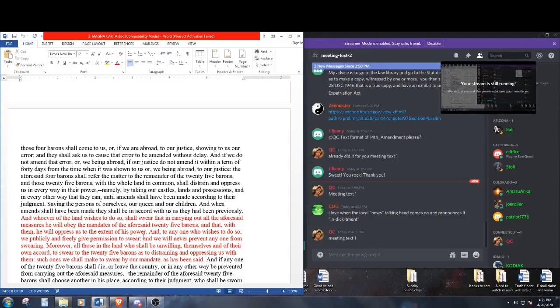And whoever of the land wishes to do so shall swear that in carrying out all the aforesaid measures, he will obey the mandates of the aforesaid 25, and that with them he will oppress us to the extent of his power. And to anyone who wishes to do so, we publicly and freely give permission to swear, and we will never prevent anyone from swearing.